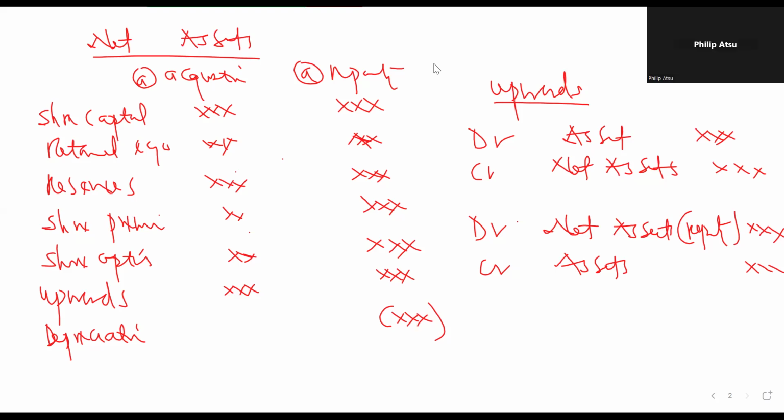Please, other reserve treatment, is it at acquisition or at reporting? The question will always give you information about that.